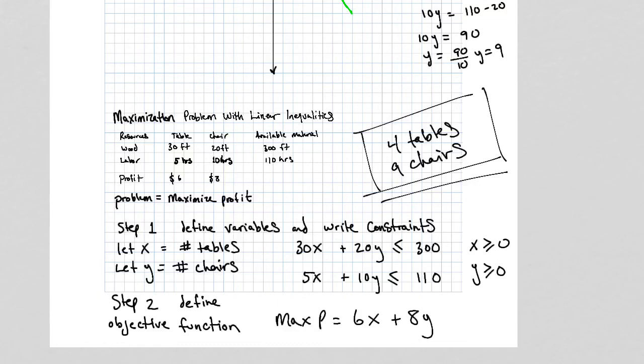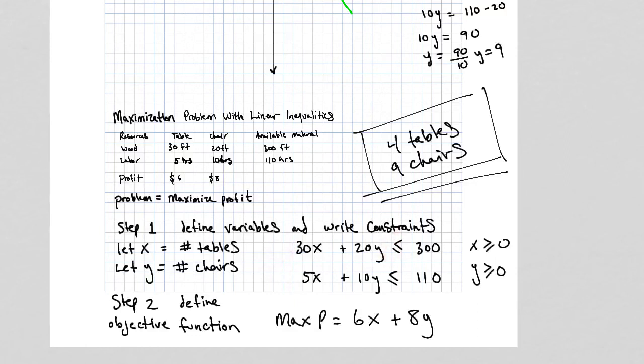A couple things to keep in mind. X and Y constraints have to be greater than 0, because think about it: if you're working in a shop, you can't make -1 tables. How do you create -1 table? How do you build -1 chair? -5 chairs? You can't. So those constraints have to be greater than 0. And our max profit, we got that from how much profit per table or per chair we make.